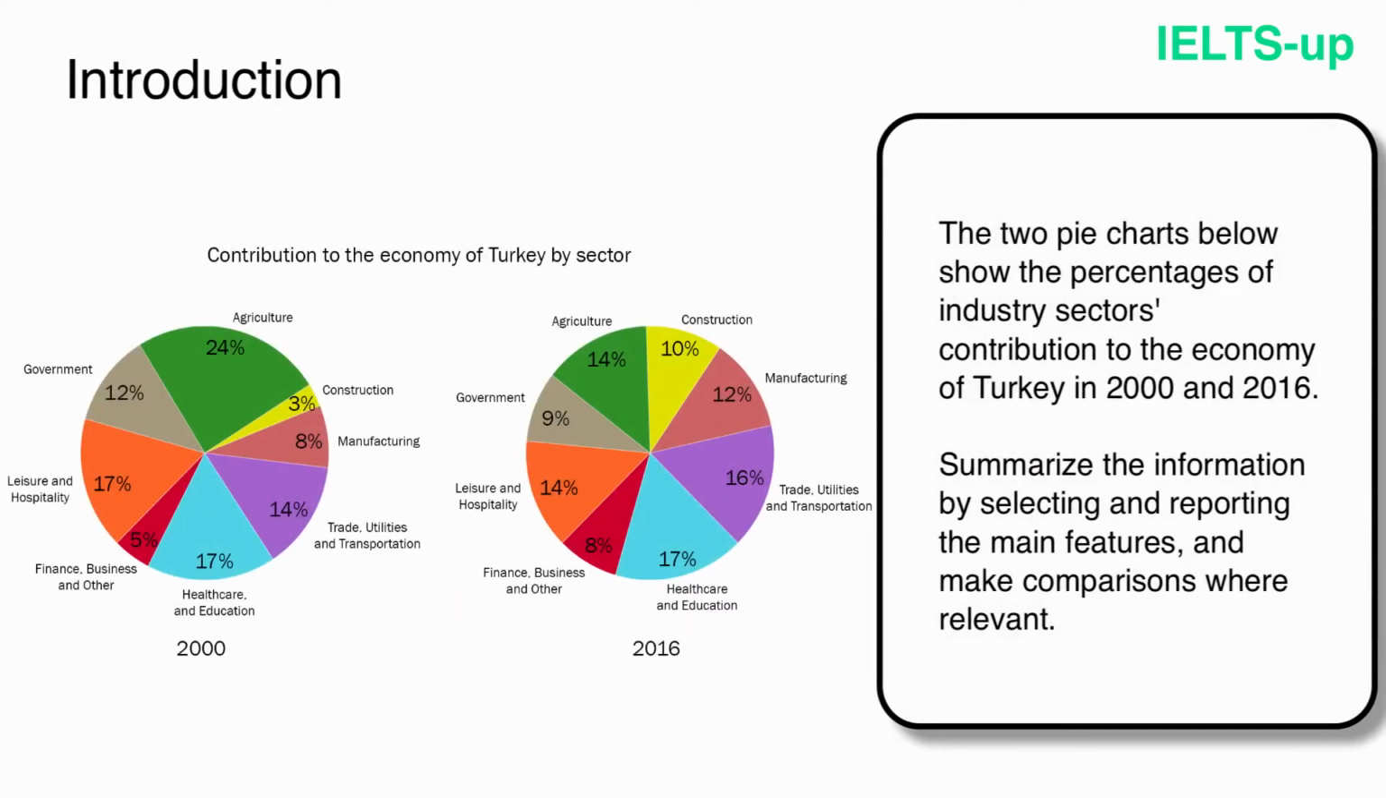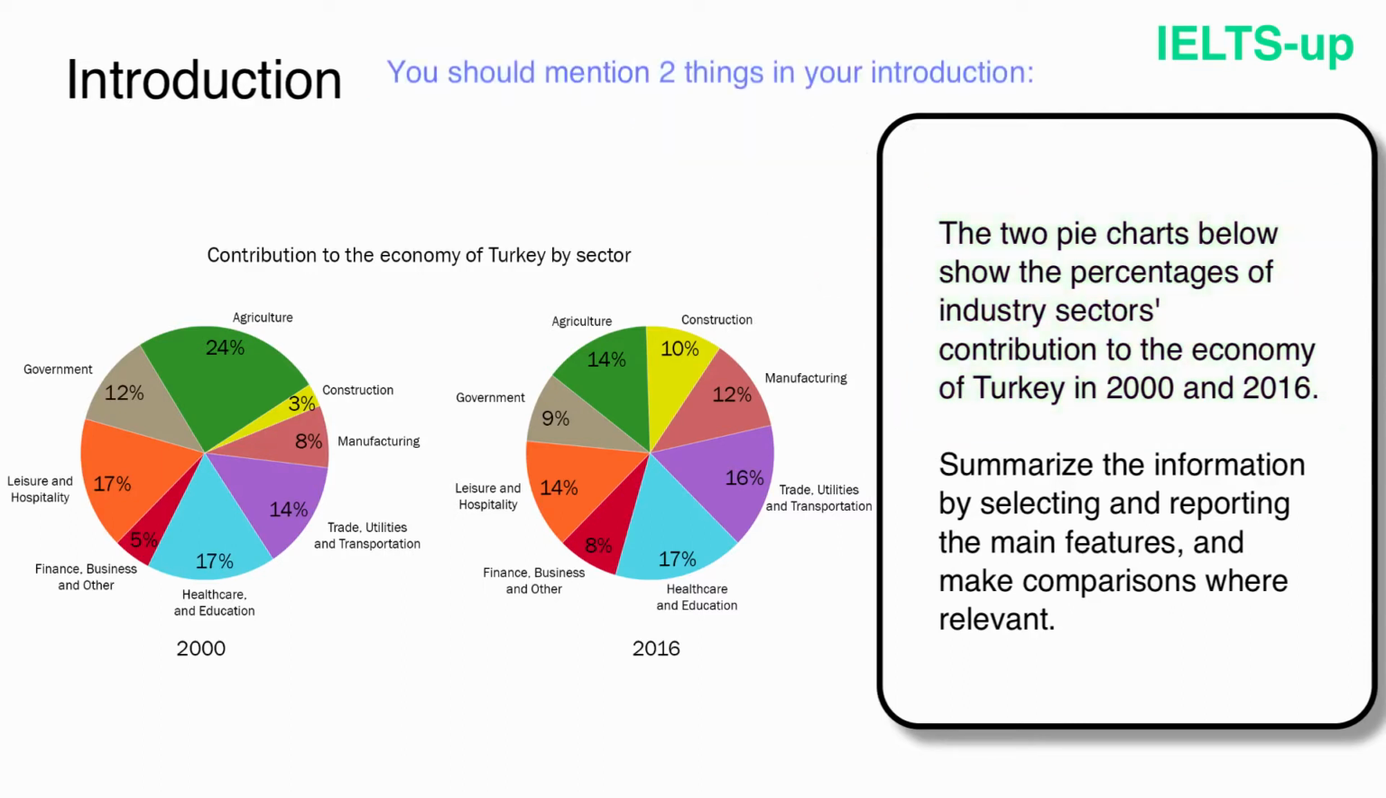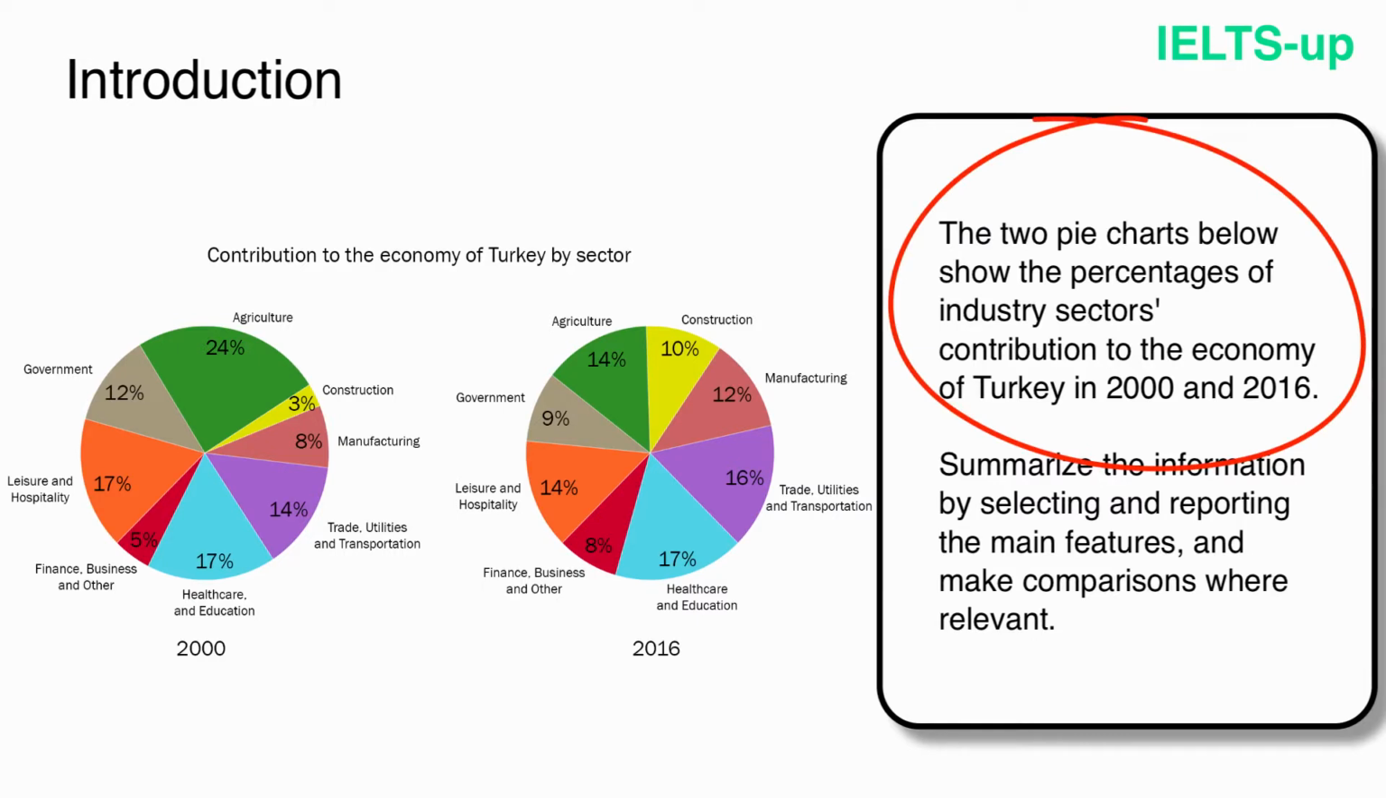As you remember, our first paragraph is an introduction. The introduction is 1 or 2 sentences where you simply paraphrase the information from your question. You should mention 2 things in your introduction: what your chart shows and for what period of time. You cannot just copy this text from your question card. Such writing will receive a low score, so don't do that.